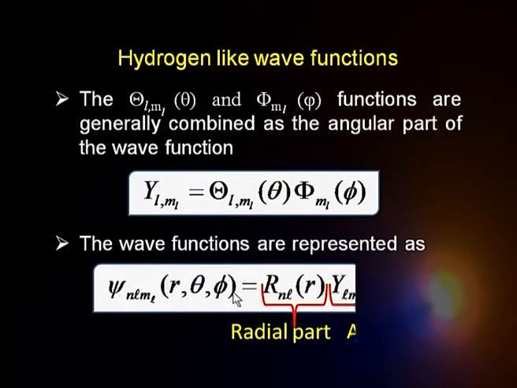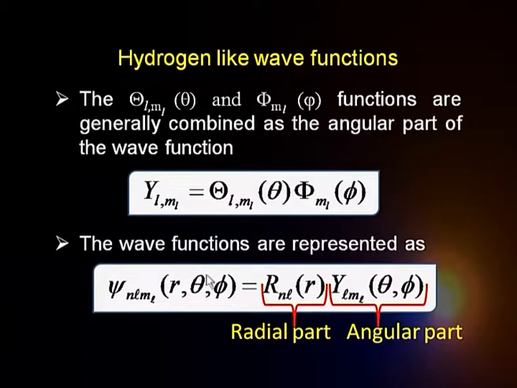In that context, we can represent our wave function, which depends on r, theta and phi, as made up of two parts. One is the radial part, that is the r part of it, and then there is Y_L^m, which is called the angular part. So that is what I wanted to bring home: our wave function can be seen as made up of two parts, the radial part and the angular part.